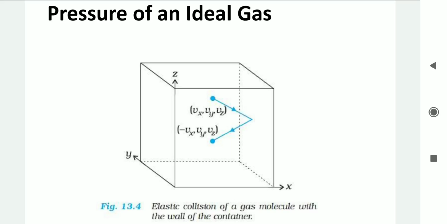So this molecule moves in the x direction and collides with the wall, which is an elastic collision. After colliding with the wall, this molecule rebounds in the opposite direction. By changing its direction, its velocity becomes negative. So after collision, the velocity of the molecule is minus Vx, Vy and Vz. Here, as velocity gets changed, momentum variation also takes place.